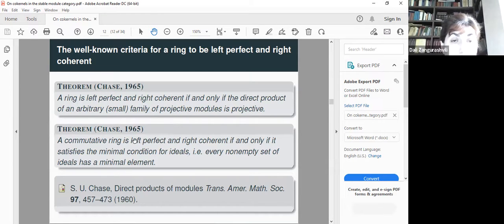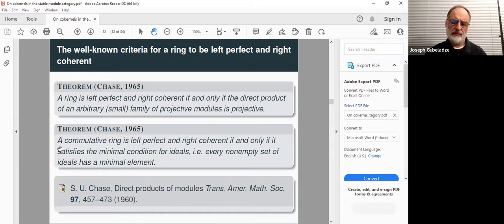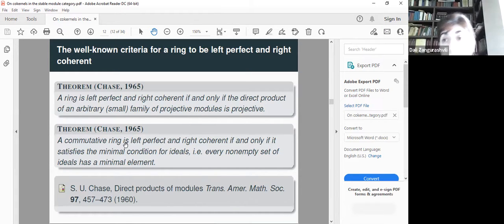Okay. And the next theorem, also due to Chase, concerns the commutative case. It asserts that a commutative ring is perfect and coherent if and only if it satisfies the minimal condition for ideals, which means that every non-empty set of ideals has a minimal element.